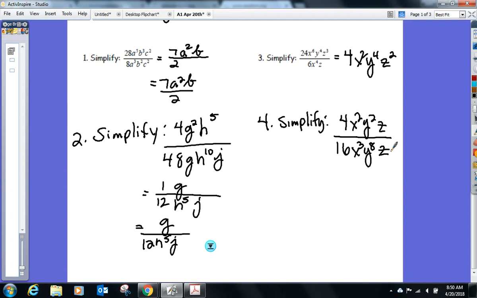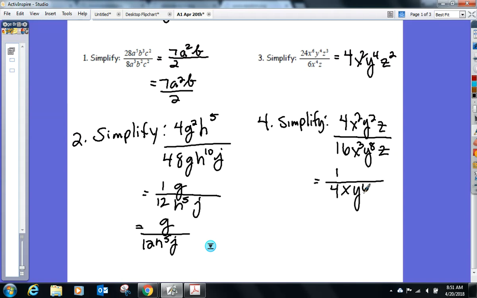Olivia, give me a number. 12. 4 over 16. 1/4. Give me a number. 17. What happens with the x's? 17. Give me a number. 5. What happens with the y's? 5. It's y to the 6th. Okay, give me a number. 8. What happens with the z's?